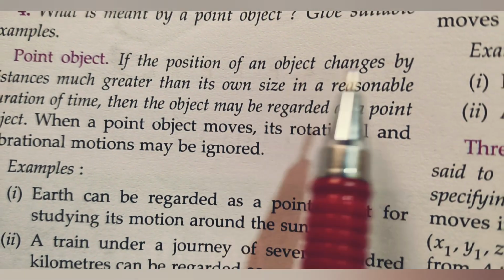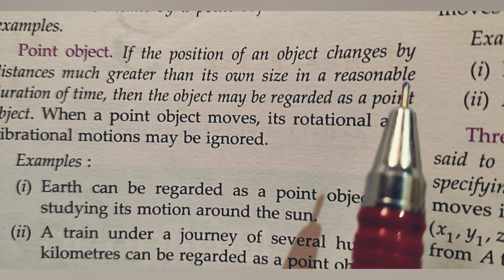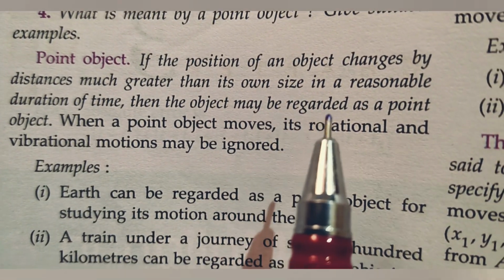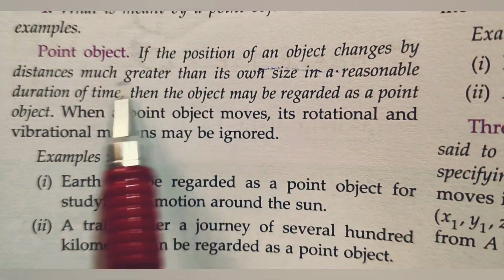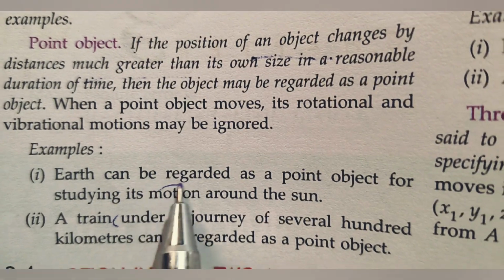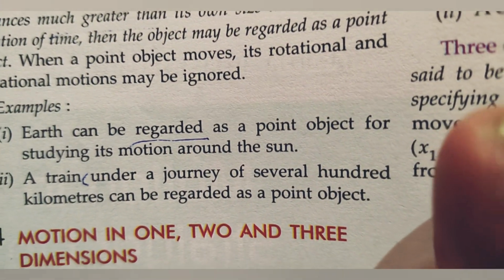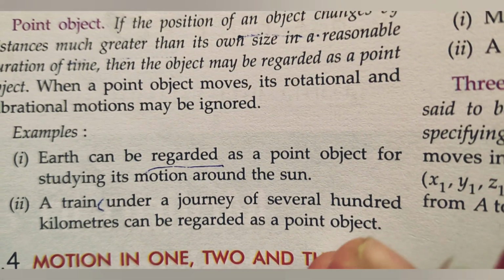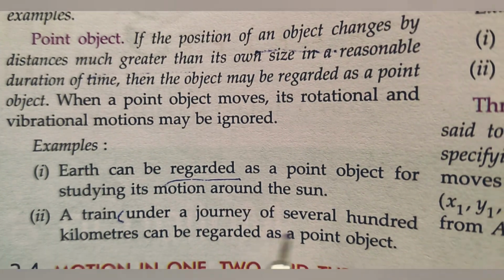Now let's take the definition of a point object. If the position of an object changes by distances much greater than its own size in a reasonable duration of time, then the object may be regarded as a point object. Suppose the earth is revolving around the sun. These changes of position of the earth are much greater than its size. In that respect, we can say that the earth will be termed as a point object.